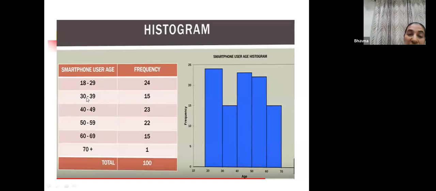Now, whenever we are using intervals of 10 years, we have a frequency of 24 in the first, 15 in the second, and this is the histogram that you see, okay? Frequency of 24 is the highest, and you can also see visually that for the 20 to 30 years age group, the vertical bar has the highest height, okay?